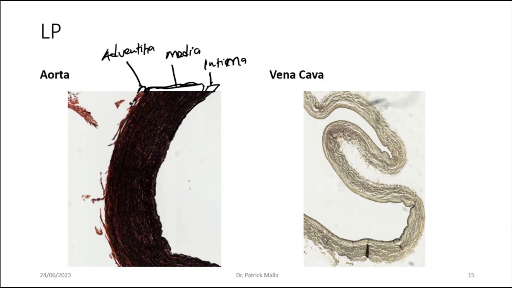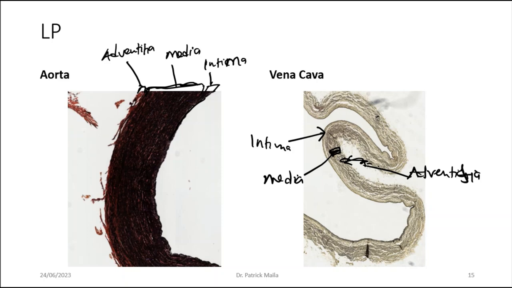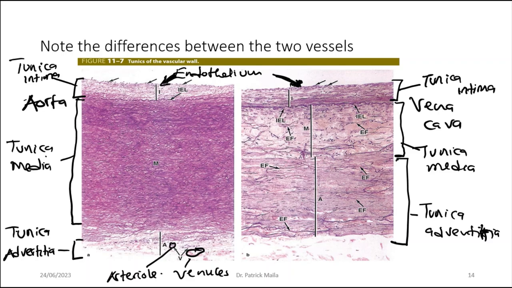In the vein, the innermost part here is the intima. Then this small part, from here to here, is the media. And the bigger part at the bottom is the adventitia. So at low power, you can't really appreciate them very well. So draw this diagram that I showed you here.